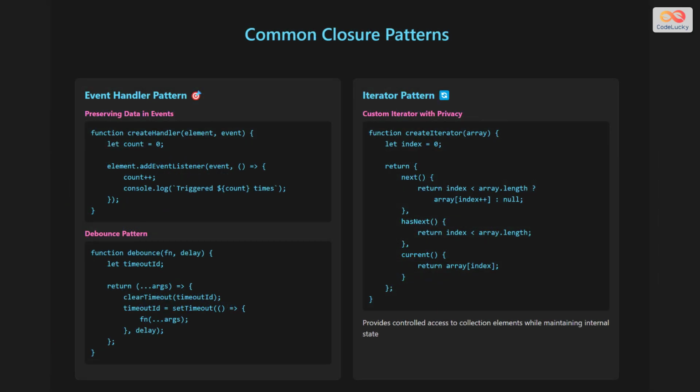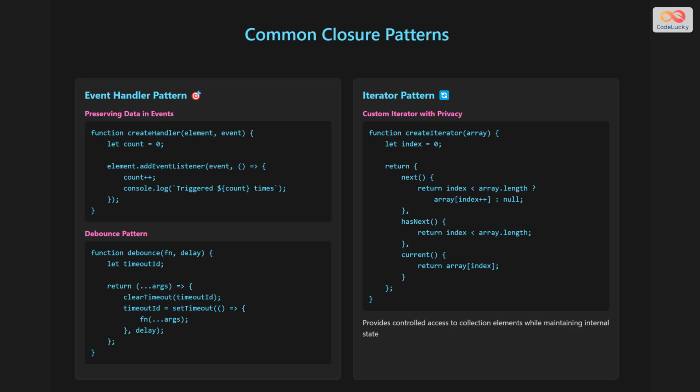Closures are used in many common JavaScript patterns. In event handling, closures help preserve data across event triggers. The createHandler function creates an event listener and uses a closure to persist the count variable across multiple clicks.